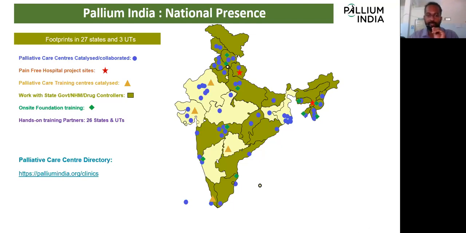They can get hands-on exposure and decide for yourself how to contribute at those centers. Similarly, this whole presentation will be shared with you, so you can directly click on that link, the Palliative India Palliative Care Center directory. If you go to our Palliative India website, there is a whole list of palliative care centers in each state, so that you can identify which center and which service you can connect with and volunteer at.